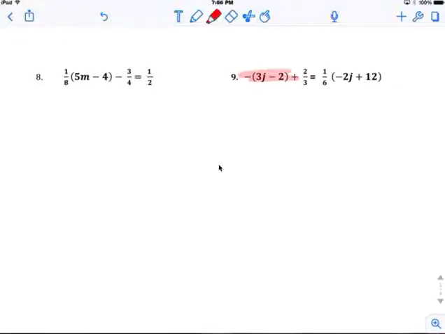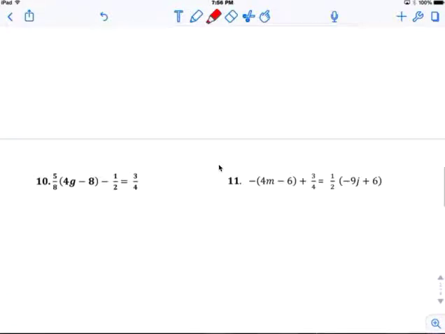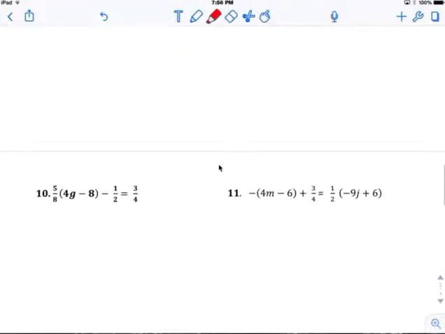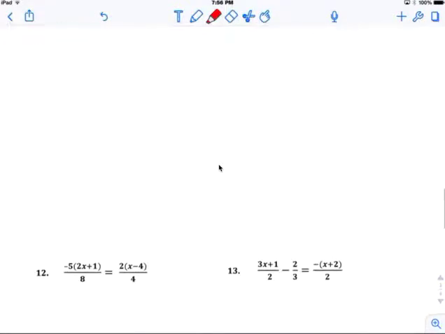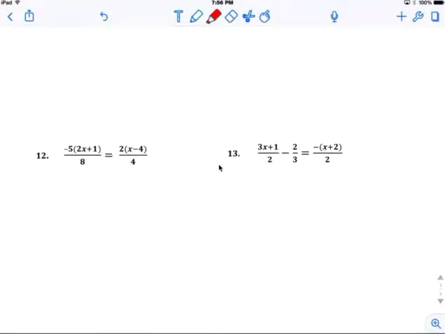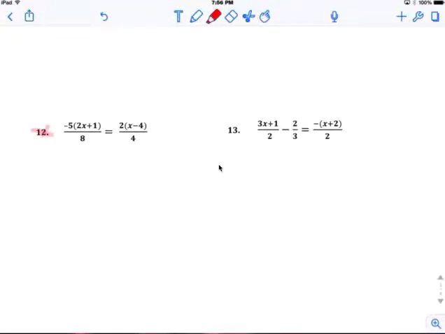I think we were on 9, huh? I do 9. 11, similar to 9. Notice, very similar, right? And of course 10, not 12 and 13, those won't be on your test. You have to do them. Good practice though for high school.